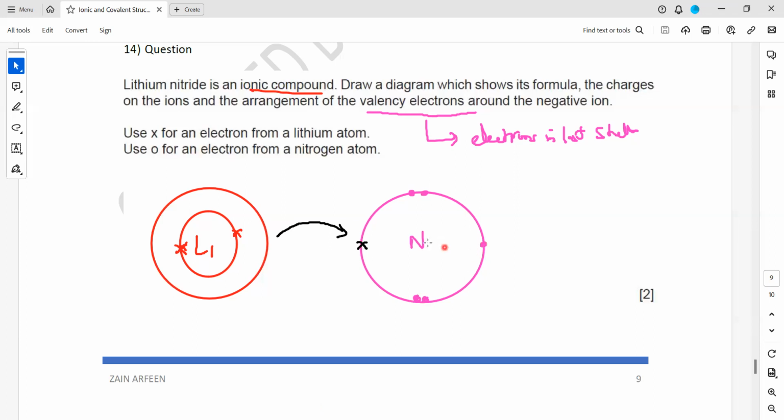So 1, 2, 3, 4, 5, 6 are there. So it's not stable. There must be another lithium atom around to give another electron. So an electron will transfer from lithium to this nitrogen. Again, nitrogen is not stable. Why is it not stable? Because it still has 7 electrons in the outermost shell. It must have 8 electrons. Then we draw another lithium.